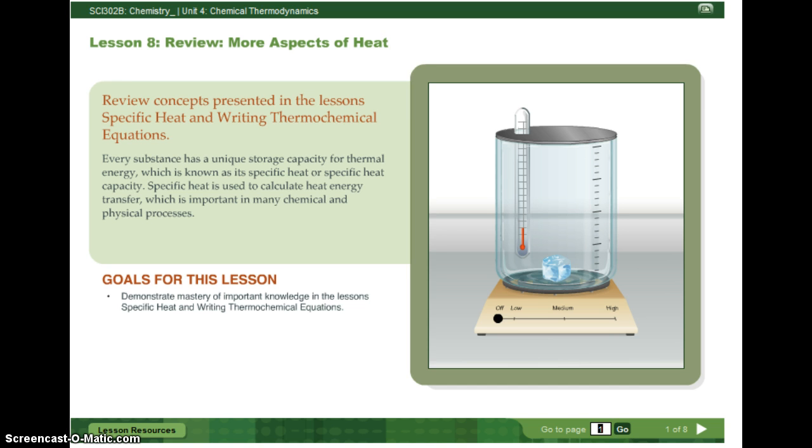Every substance has a unique storage capacity for thermal energy, which is known as its specific heat or specific heat capacity. Specific heat is used to calculate heat energy transfer, which is important in many chemical and physical processes. Goals for this lesson: demonstrate mastery of important knowledge in the lessons, specific heat, and writing thermochemical equations.